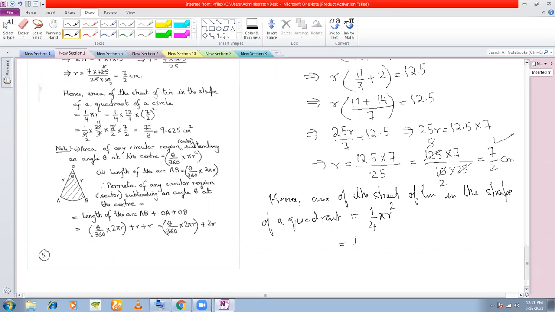Put the value: 1/4, pi is 22 by 7, into r square, 7 by 2 square. Now you can write this as 1/4 into 22 by 7 into 7 by 2 into 7 by 2. So that this 7 and this 7 will cancel. This will cancel 11 times. So you have 77 by 8, which if you convert to decimal, you get 9.625 centimeter square. And that is the area of the quadrant.